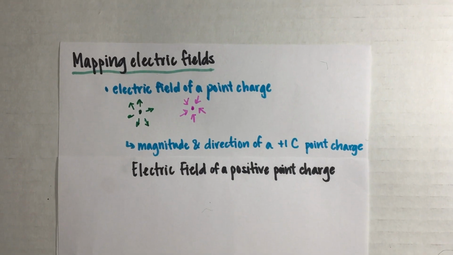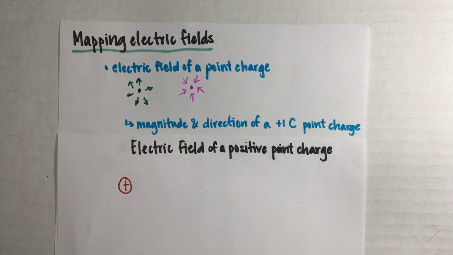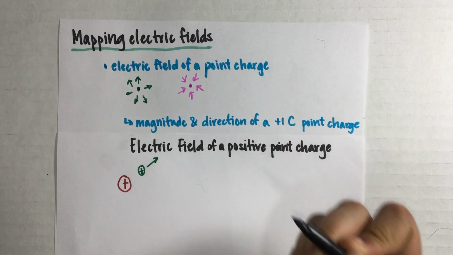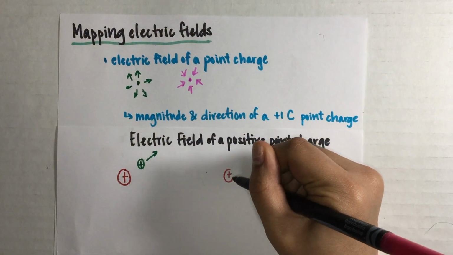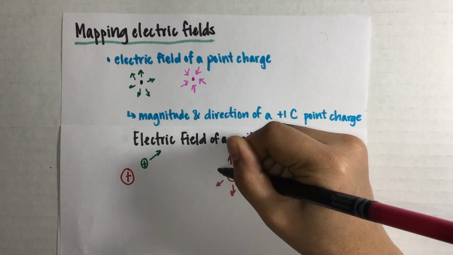Here we have a positively charged particle and a test charge near it. Due to repulsion between like charged particles, a test charge of +1 coulomb would accelerate away from the positive charge. Therefore, the field vectors on a positively charged particle all point outwards like so.